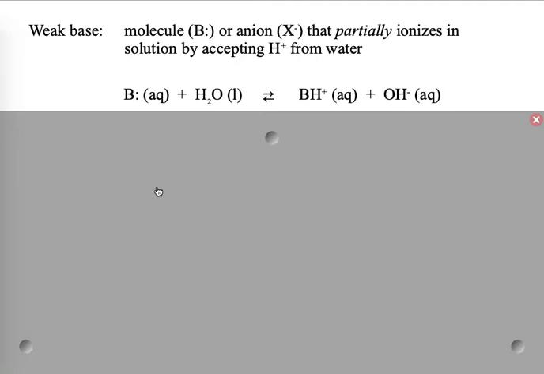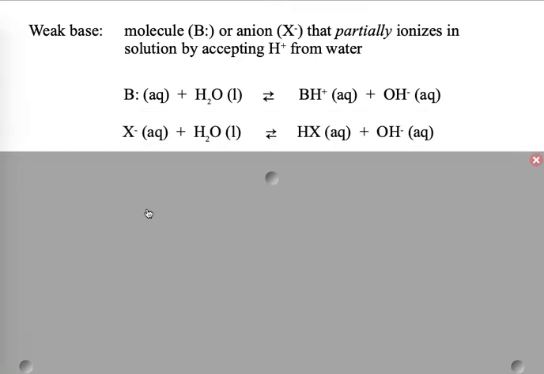That's why I wrote B with a lone pair on it. Okay? Or, if my base is negatively charged, that is, if it's an anion, it can accept a proton from water to form the conjugate acid HX plus hydroxide. Please pay attention to charge balance. When the base accepts a proton from water, the conjugate acid has a positive charge that is 1 greater because it accepted the hydrogen as a hydrogen ion, H+. Notice also that for the conjugate base, which is hydroxide in both of these cases, the charge is 1 less than the acid water because it lost H+.